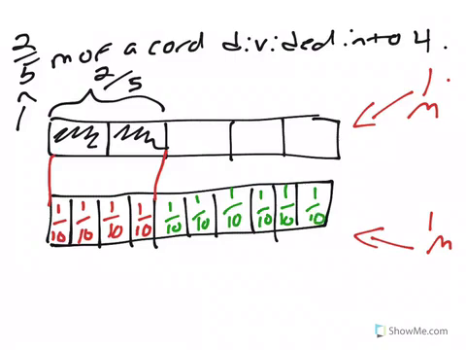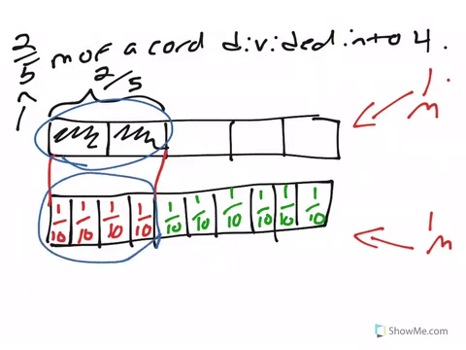So what we've essentially done is we've taken the 2/5 and we've divided it into 4. So we divide it into 4, that's 1/4. 1/4 of the 2/5 is 1/10. That's one way to do it.